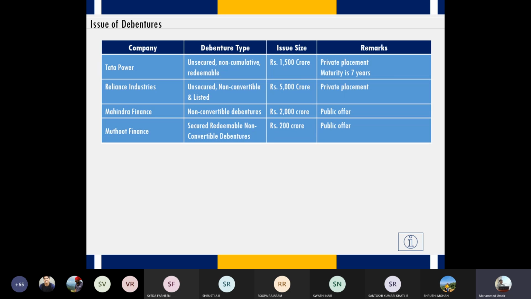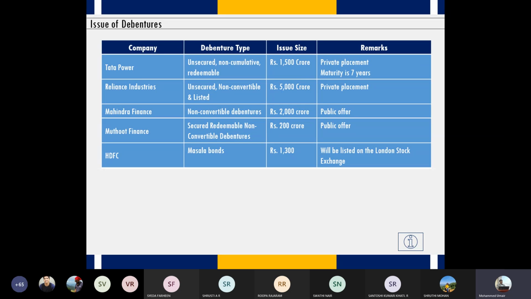So the list goes on. Muthoot Finance, HDFC. HDFC has issued a type of debenture which is called masala bonds. Now, masala bonds is a terminology given by SEBI. Masala bonds represent debentures issued not in India but outside India, right? Debentures issued outside India, not in India. So that's the reason it becomes masala bonds. So in case of debentures, what will happen? Obviously, it has to be issued within India.